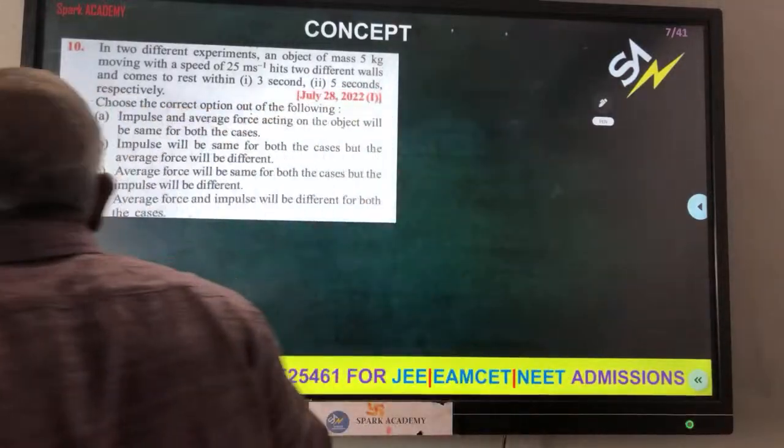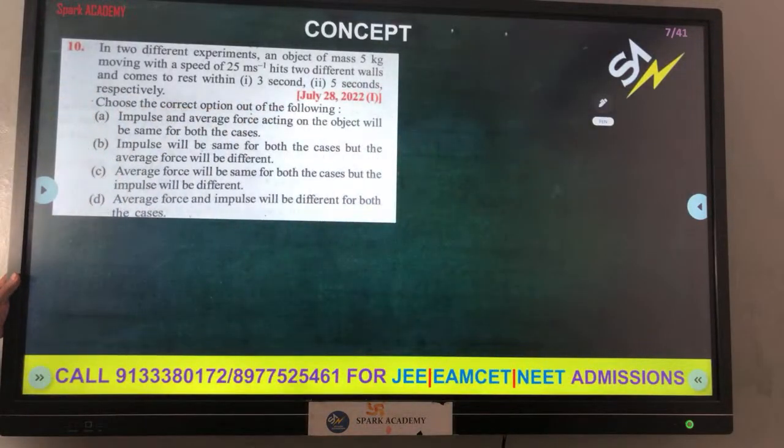So there is a theoretical question here. In 2 different experiments, an object of mass 5 kg moving with a speed of 25 meters per second hits 2 different types of balls and comes to rest within 3 seconds and 5 seconds respectively. So times are different. Choose the correct option of the following, please see carefully.